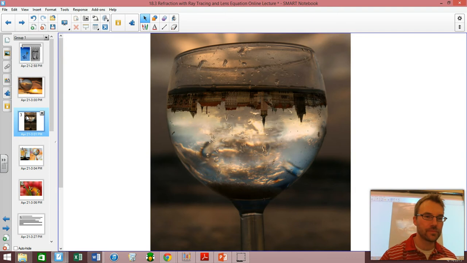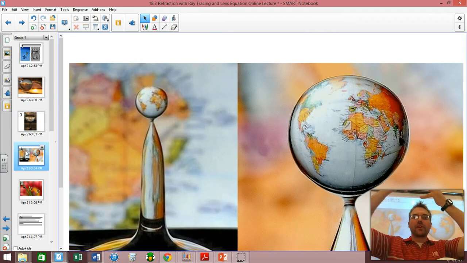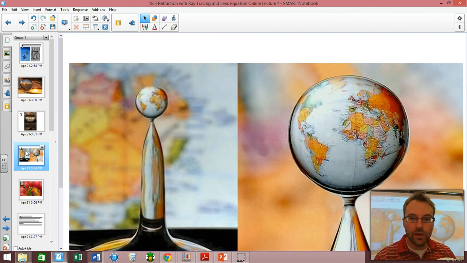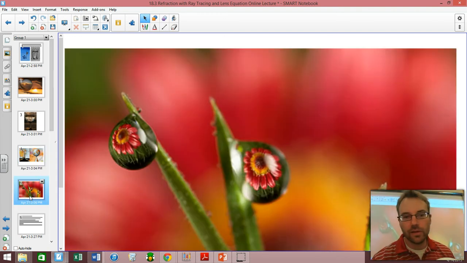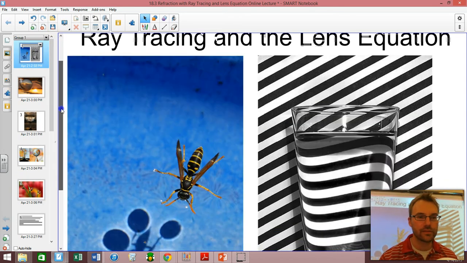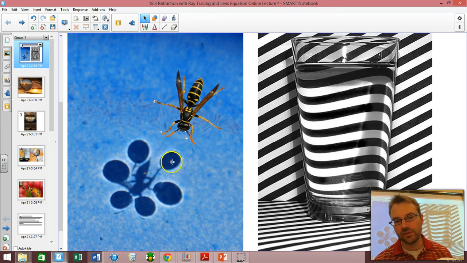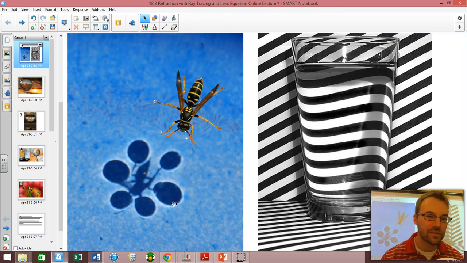Wine glass. Water is considered a lens. It has a different index of refraction than air. Here's a picture of a drop being flung up, and there's a globe being shown behind it. Dew on blades of grass, and here's a wasp. This one's kind of fun. There's a wasp that's using surface tension on the water, but when the water looks invisible, down here you see some sort of something. And this is a glass of water in front of a diagonal background.